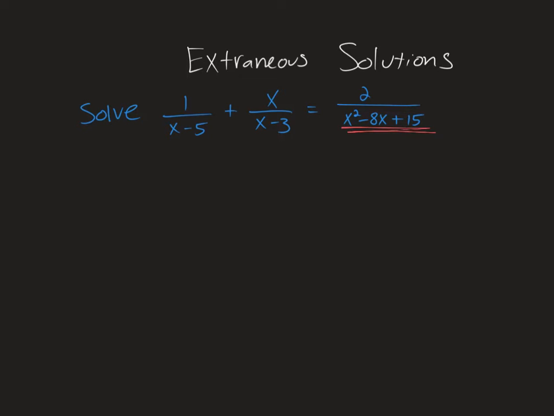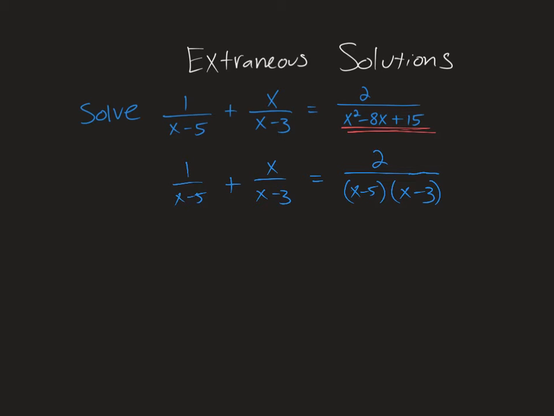So I'm going to rewrite most of this problem. I'm just copying 1 over x minus 5 plus x divided by x minus 3 is equal to 2 divided by the factors x minus 5 and x minus 3. Now if I were to multiply that out, I'd get the thing that was in red, and in fact I should have done that denominator in red, so sorry about that.